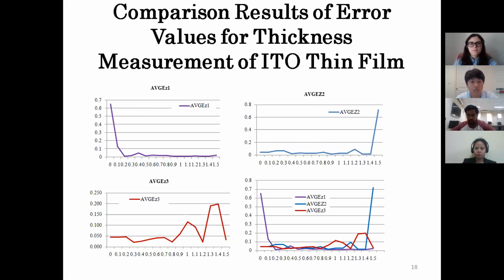And also we test the comparison result of error value for thickness. So average error Z1, average error Z2, Z3. This is the combined graph, and this is the same as the theoretical graph.